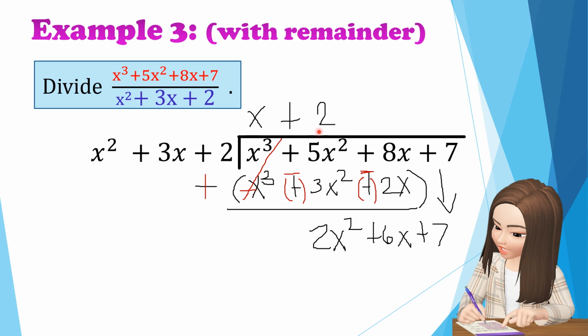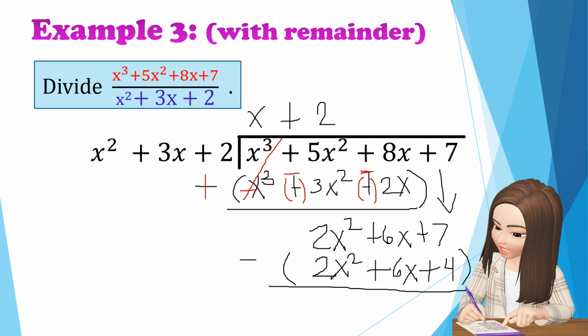So, 2 times x squared, that is equal to 2x squared. Then we have 2 times 3x, this is equal to positive 6x. Then we have 2 times 2, this is equal to positive 4. Now we are ready to subtract. Again, change the sign of all your subtrahend. Now, from being positive 2x squared, this will be changed to negative 2x squared. From being positive 6x, this will be changed to negative 6x. From being positive 4, this will be changed to negative 4. The minus here will become plus.